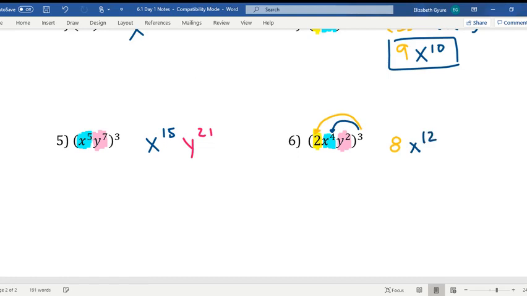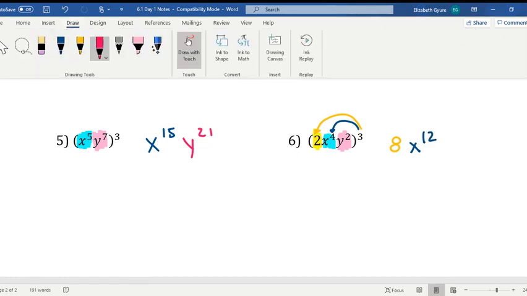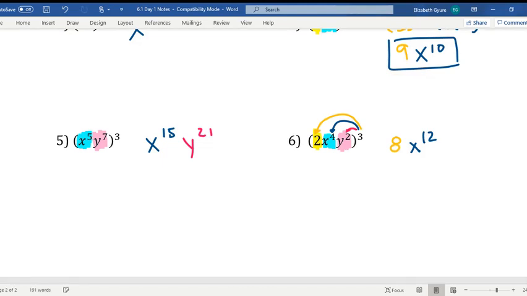Good. And then we're going to look at the y's. We have y squared to the 3rd. That's going to become y to the what? Good. y to the 6th. All right. So we have 8x to the 12 y to the 6th.